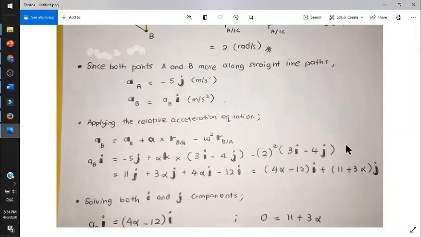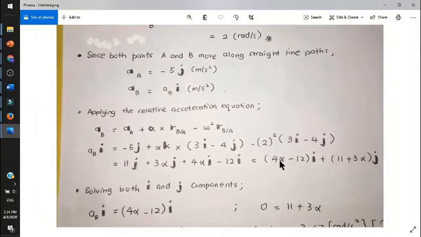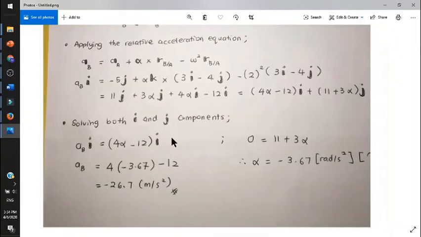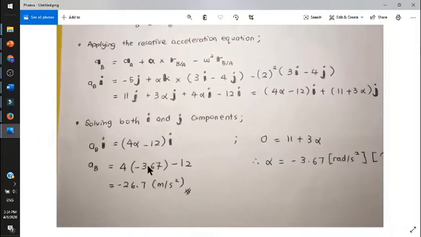And then you just simplify this equation. K times I, K times J. Then you simplify, and you will get 4 alpha minus 12 for the I component plus 11 plus 3 alpha for the J component. Solving both I and J components, you will get AB equal to negative 26.7 meter per second squared and alpha equal to negative 3.67 radian per second squared.